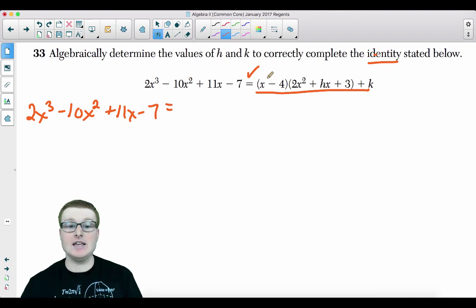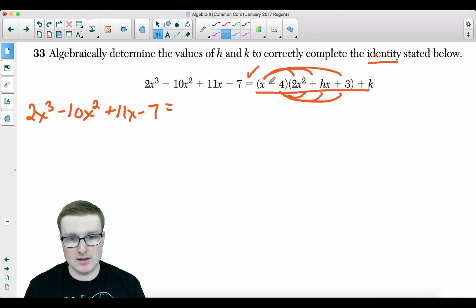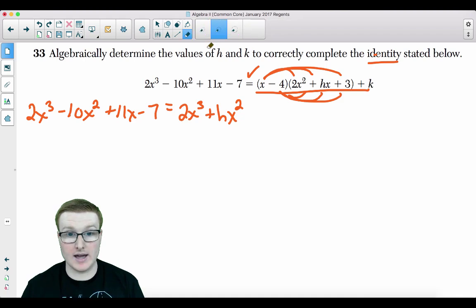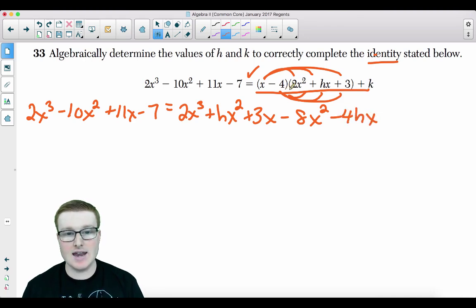Now, your job is to distribute all of this. It takes a little bit of time, but you could do it, I promise. So x times 2x squared is 2x to the third. X times hx is plus hx squared. X times 3 is 3x. Negative 4 times 2x squared is minus 8x squared. Negative 4 times hx is minus 4hx. And negative 4 times 3 is negative 12.